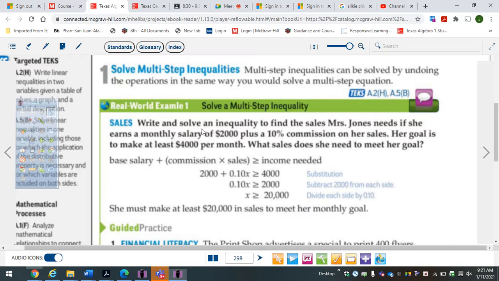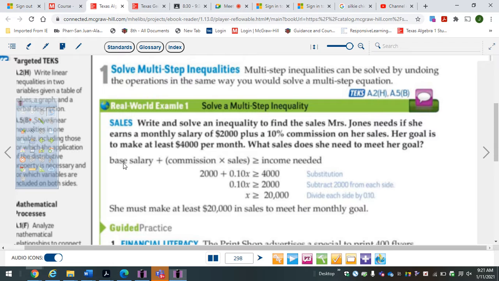Okay, so write and solve an inequality to find the sales Mrs. Jones needs if she earns a monthly salary of $2,000 plus a 10% commission on her sales. Her goal is to make at least $4,000, that's the least she wants to make. She could make more. Make sure you understand what this is saying here. Her goal is to make at least that much per month. What sales does she need to meet her goal?